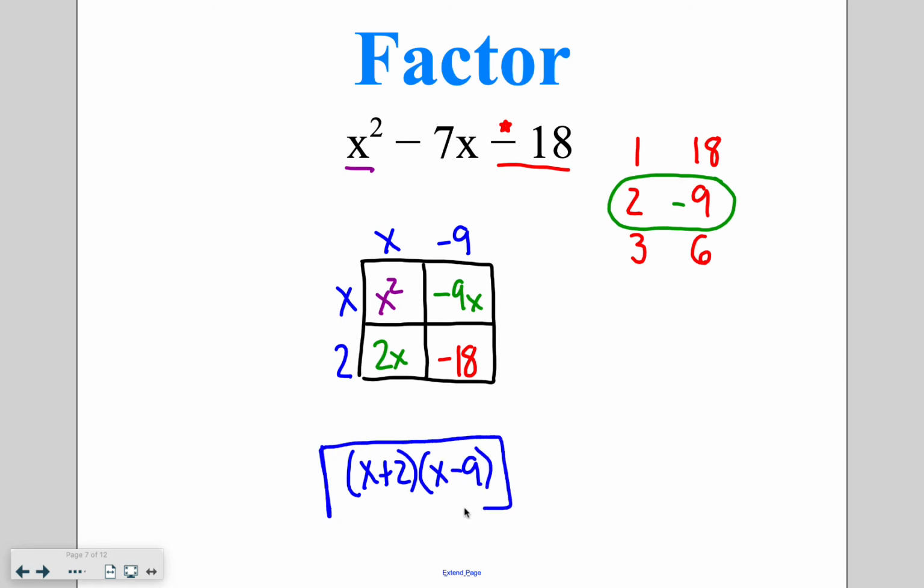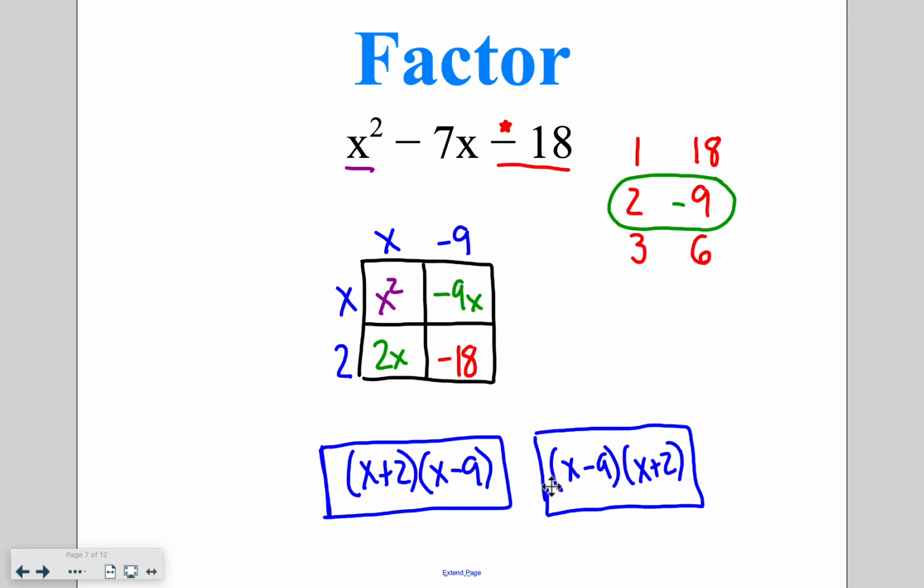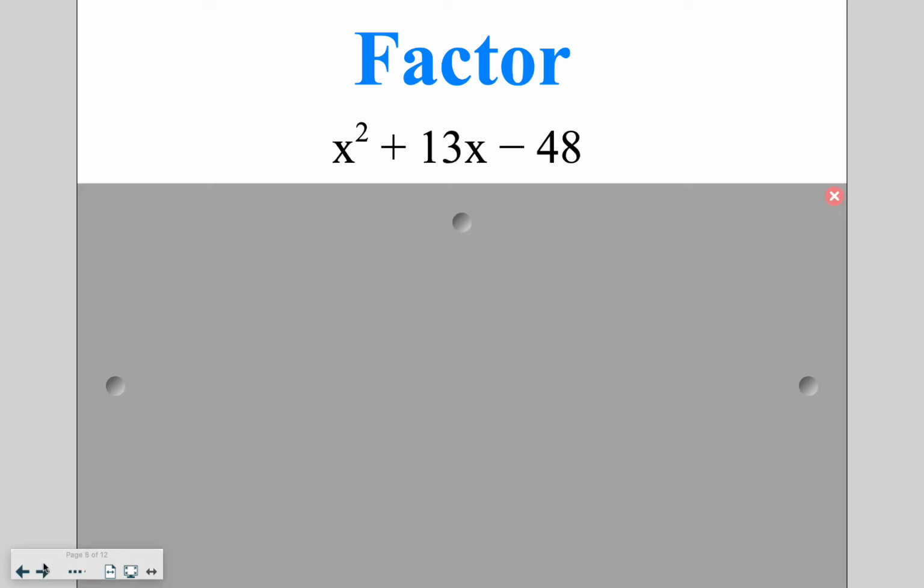Again, one thing I didn't say on the first couple, but I said at the end of the last video, it doesn't matter which order you write those factors in. So if you wanted to write x minus 9, x plus 2, and switch which one comes first and second, that is acceptable. It doesn't matter the order. The key is that the positives and negatives, so the negative 9, the positive 2, stay together. Go ahead and try this one on your own.